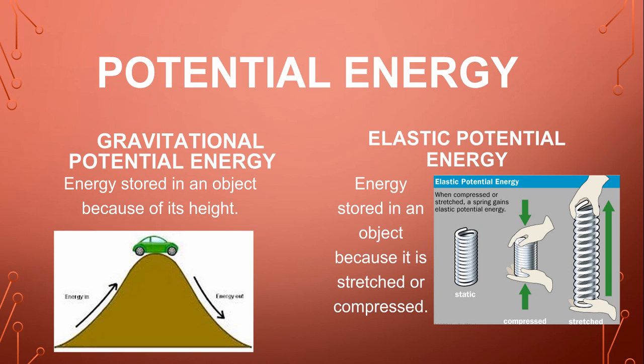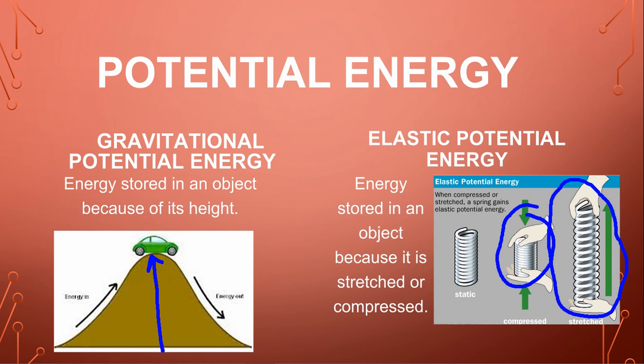Moving on to potential energy. There are 2 types of potential energy. Gravitational potential energy, which is the energy stored in an object because of its height. So this car right now has gravitational energy because it's up on a hill. And you have elastic potential energy, the energy stored in an object because it's stretched or compressed. So if you pull a spring, that stretches it. If you push down on it, it's compressed. It means it has potential energy right now because that spring is going to snap back into place. We're going to talk about gravitational potential energy, where we're going to calculate here.